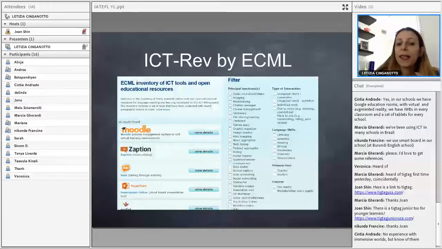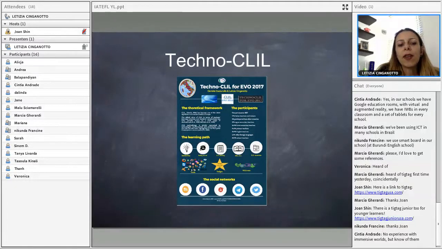It's a project by ECML, the European Centre for Modern Languages in Graz, which is the organization from the Council of Europe working on languages. Here you can select with the filter your specific aim. So if you want, for example, to work on listening, reading, vocabulary, or grammar, the website will give you a selection of tools that you can use for that particular purpose. And it's of course language learning oriented.